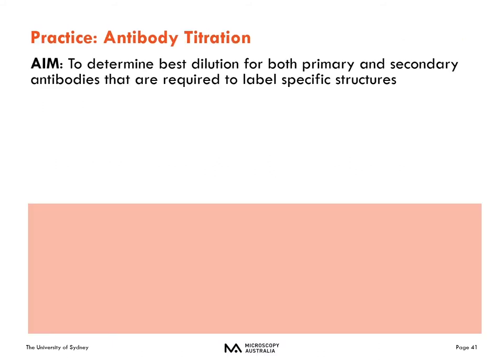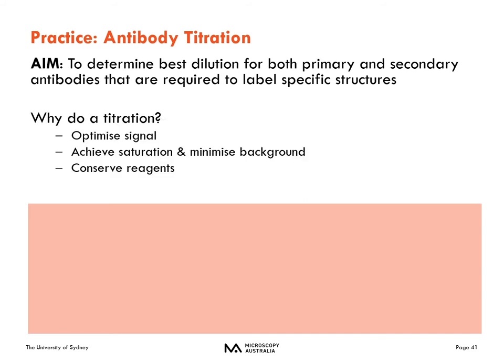Here's a little practice for antibody titration, which is very important for your experiments. It aims to determine the best dilution for both primary and secondary antibody that is required to label a specific structure. Why do we need to do a titration? Of course, first, you need to optimize your signal, especially for multicolor labeling. And then you can achieve saturation and minimize background.